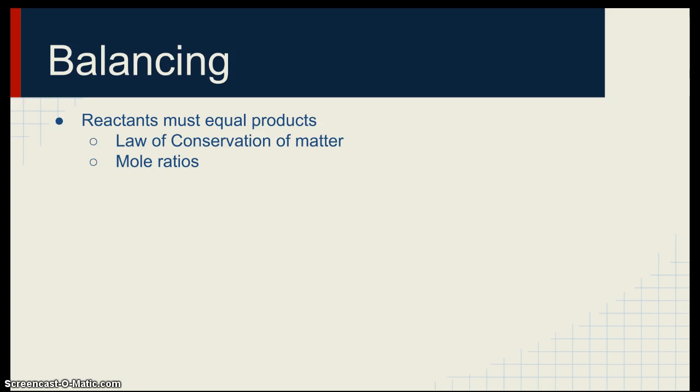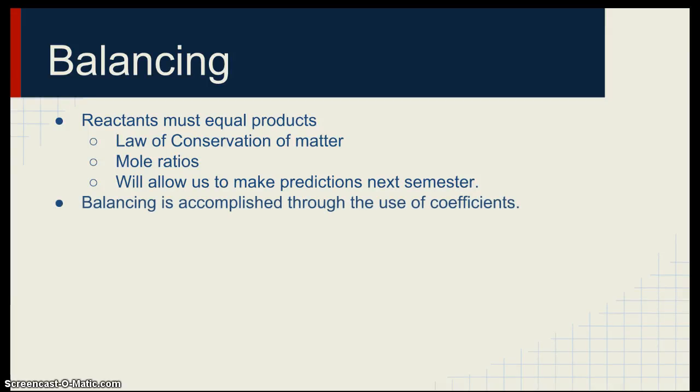This is going to be important later for determining mole ratios, which will allow us to make predictions starting in January. We're not going to have to worry about that now, but predictions, for example, such as if you start off with 20 grams of sodium in that previous reaction, how much sodium hydroxide will you make? So we're going to balance by using coefficients, and coefficients are used just the same here as in math. It's going to be a big number in front of the compound.